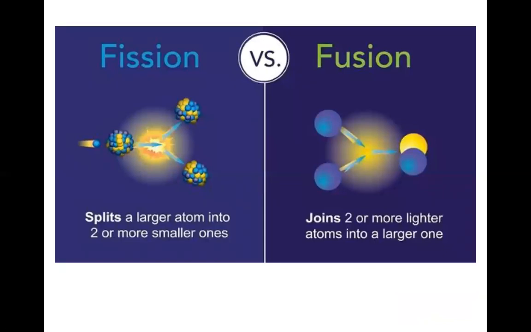So here's a good graphic for just seeing the visual difference between fission and fusion. So fission means to split. So the atom splits into fragments, into two or more fragments. And then fusion means to join. So a larger nucleus is more likely to split, to undergo fission, and smaller nuclei are more likely to fuse or to undergo nuclear fusion.